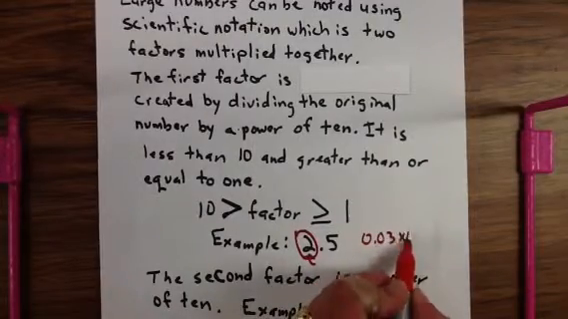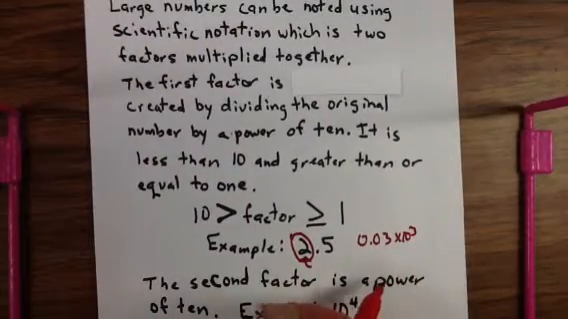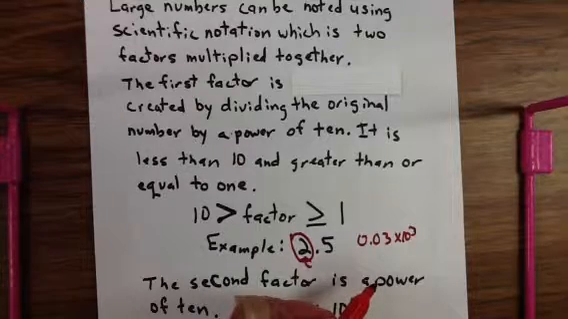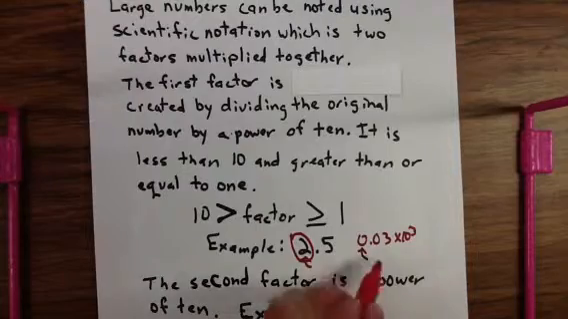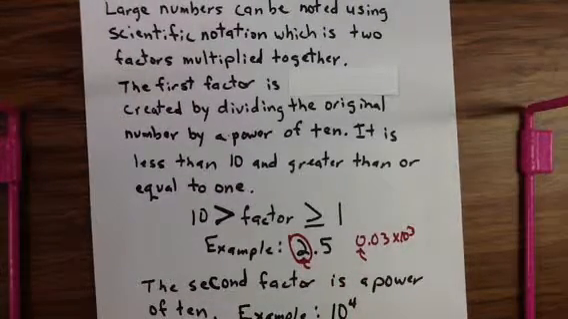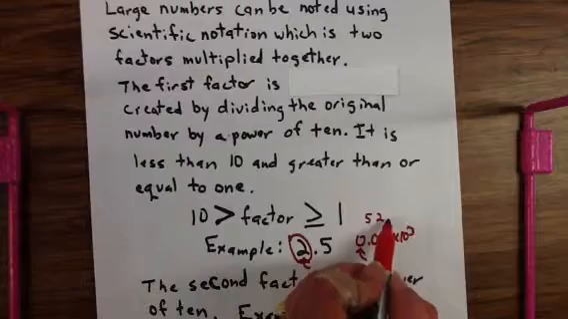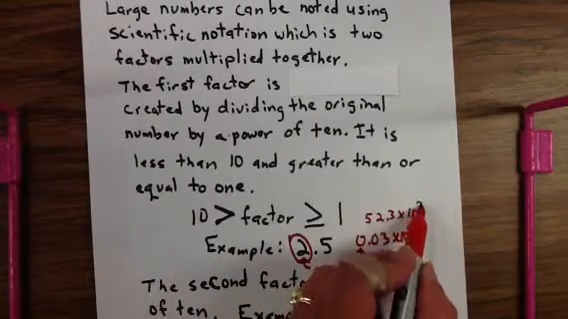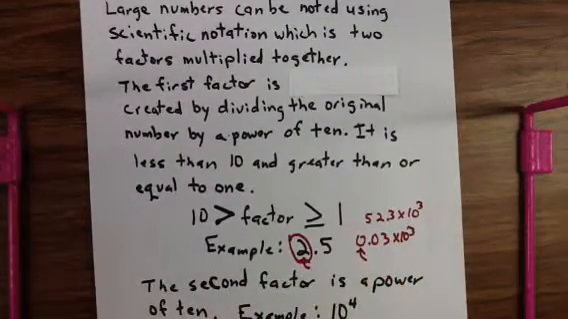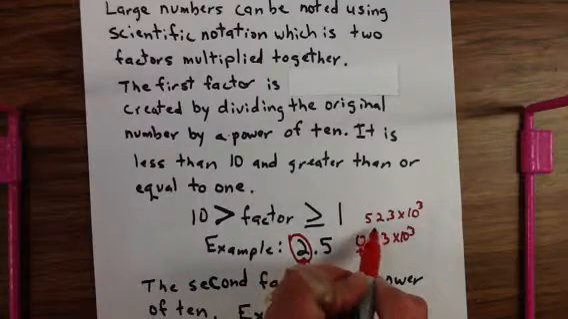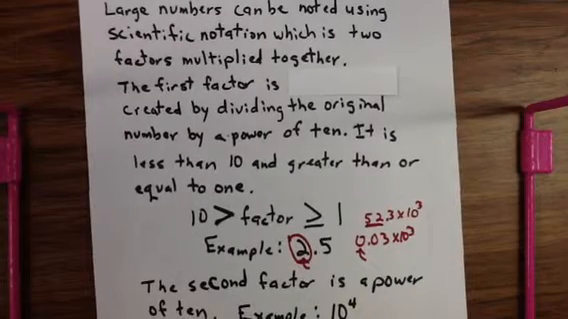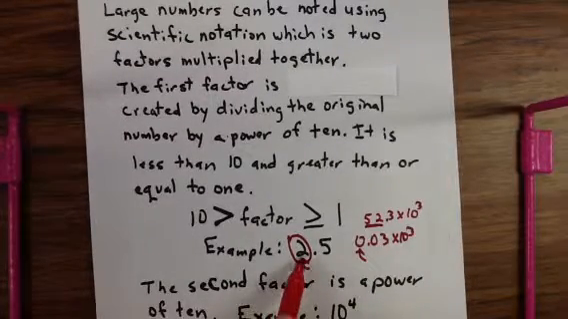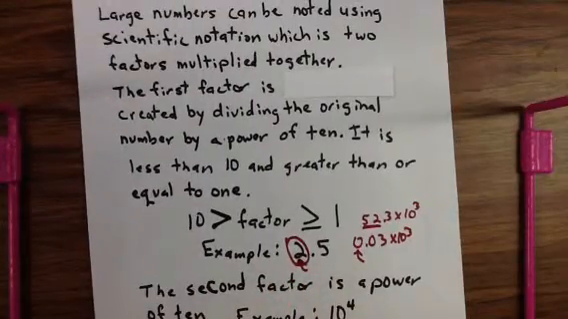0.03 times 10 to the third is not in scientific notation because there is no number here to the left of the decimal. Also, 52.3 times 10 to the third would also not be scientific notation because there are two numbers to the left of the decimal. Okay, so it has to be a single-digit number, less than 10, but greater than or equal to 1.